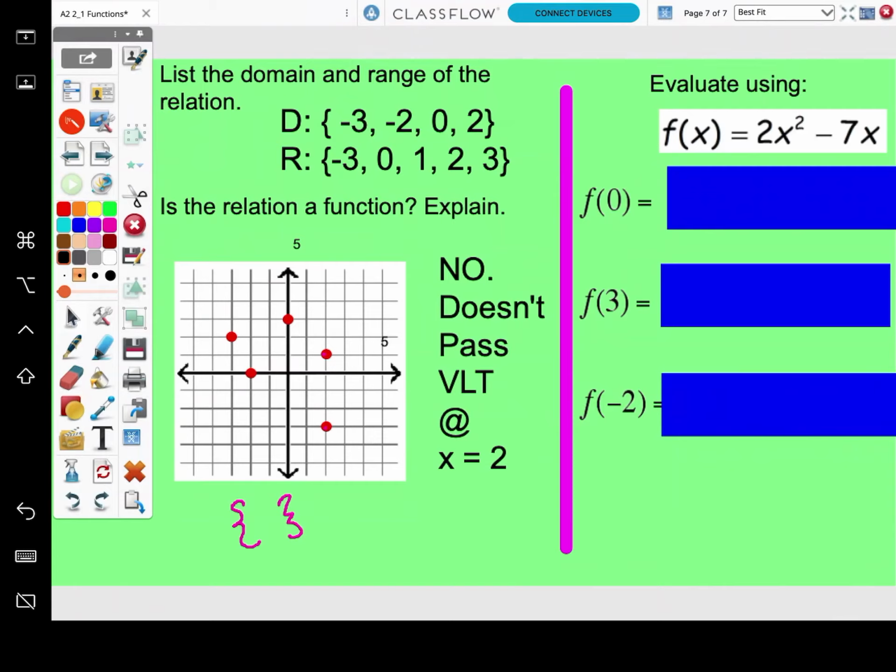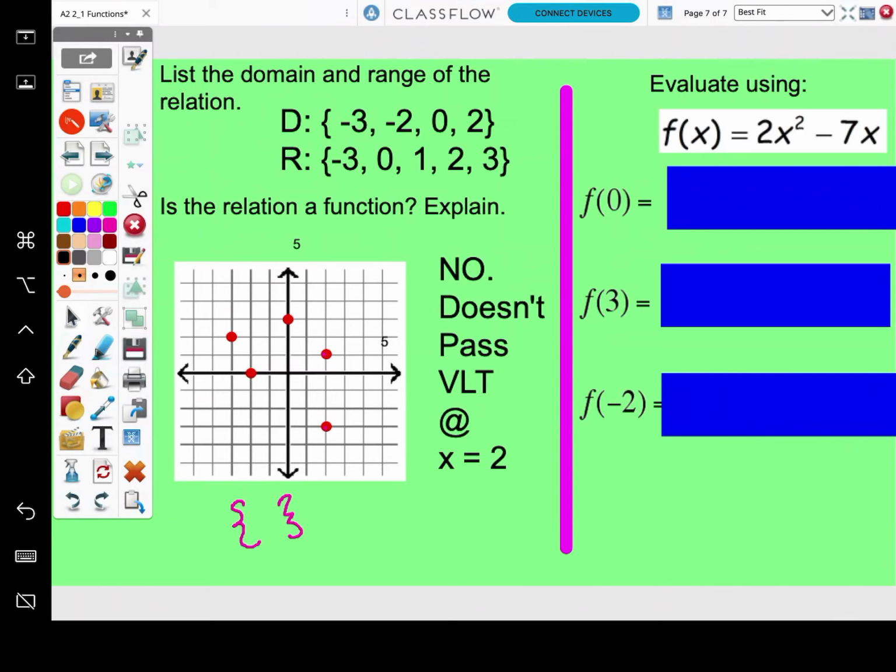Okay, one more practice at evaluating functions. So perhaps you should pause the video right now and try evaluating this function, 2x squared minus 7x, for the values of 0, 3, and -2, and see if you get the right answers. Pause now.